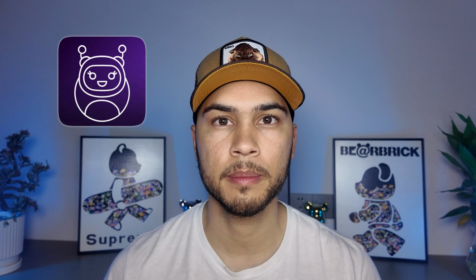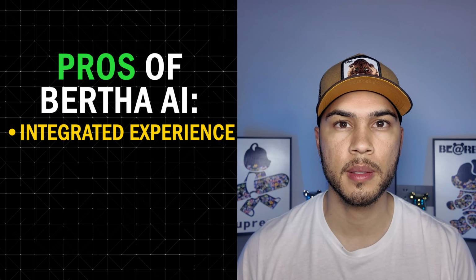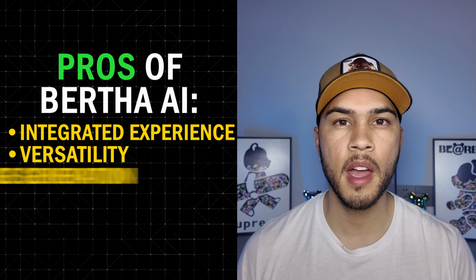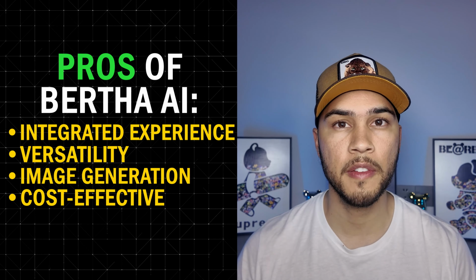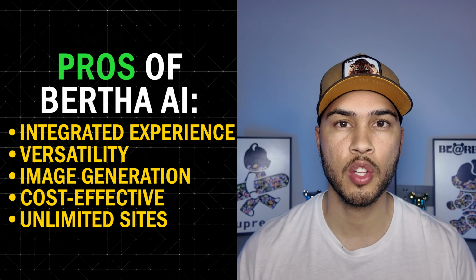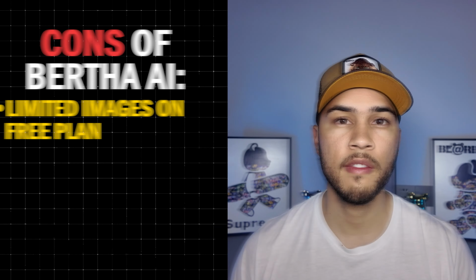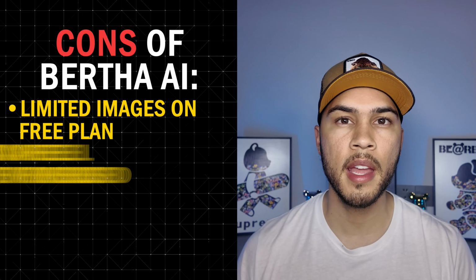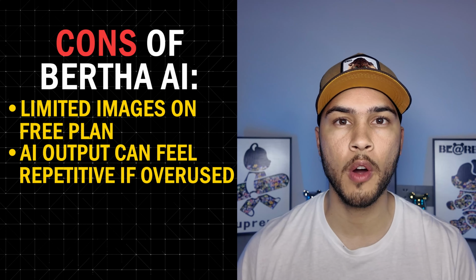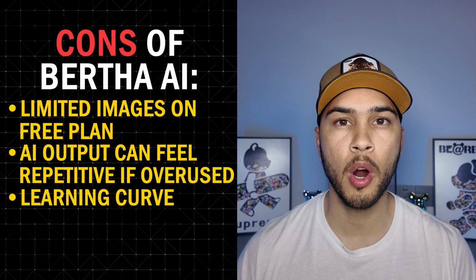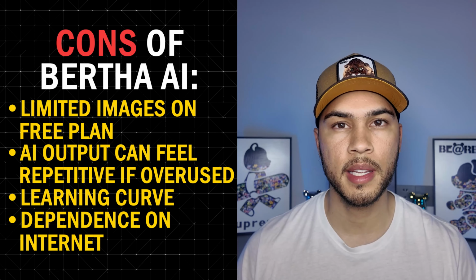Before we wrap up, let's quickly cover what's great about Bertha and what to watch out for. The pros: integrated directly into WordPress. You have a wide range of templates, AI image generation, it's cost effective, and you have unlimited installations. On the other hand, you have limited free plan images, AI output can feel repetitive if overused, there's a learning curve for prompts and templates, and it requires internet connection.